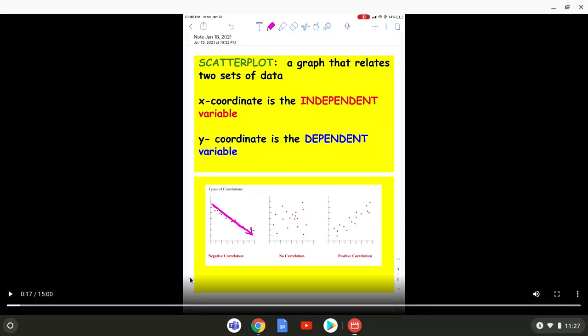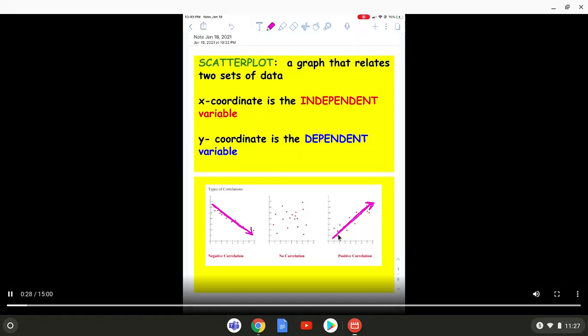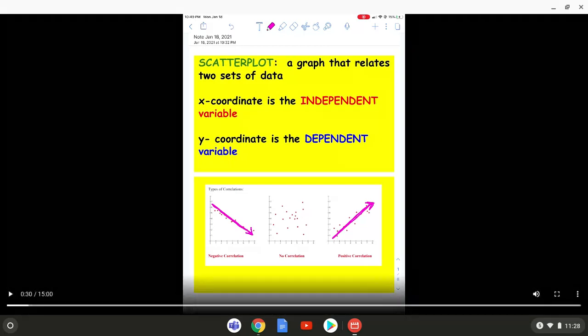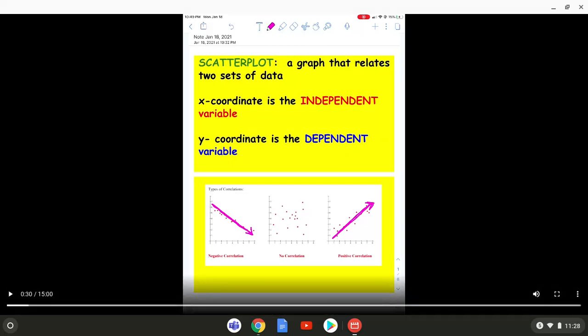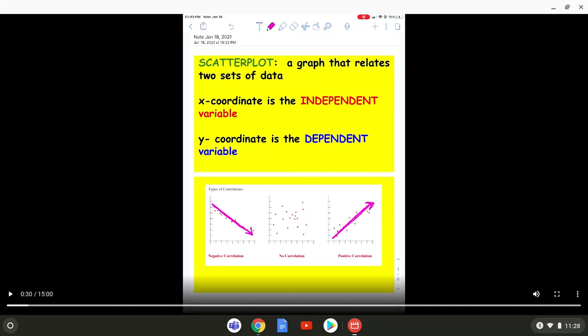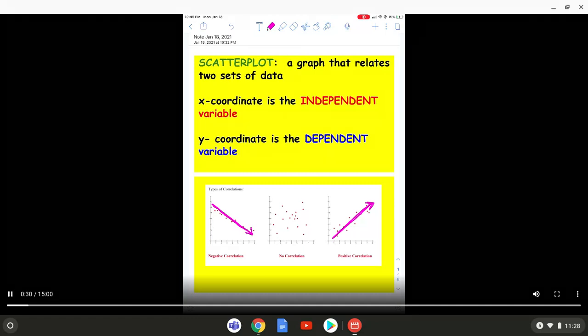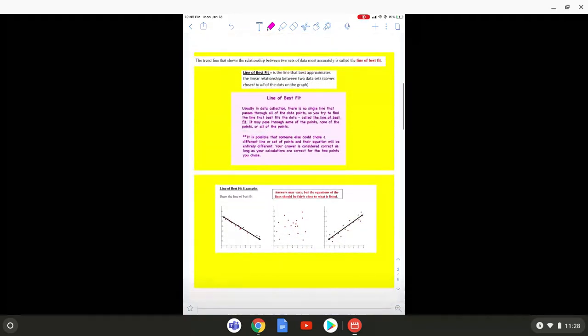This first set is a negative correlation because you can see all the points kind of follow how that arrow is going down. So that is a negative correlation. On the second one, there's really nowhere I could draw a line that would go with any pattern at all. So that's no correlation. And over here, we can see all the data is kind of trending up. So that's a positive correlation. If it's trending down, it's negative. If it's trending up, it's positive. And if it just looks a hot mess like that middle one, then there's no correlation.